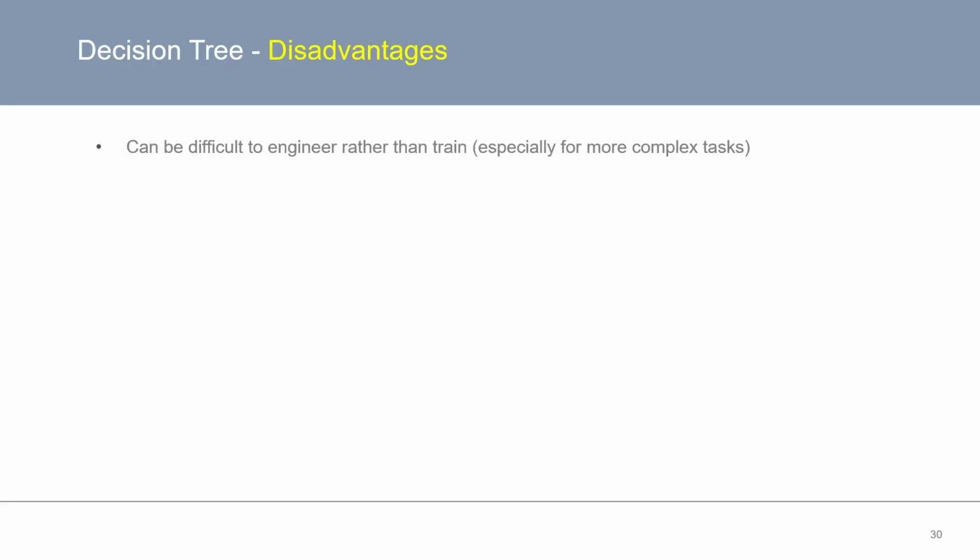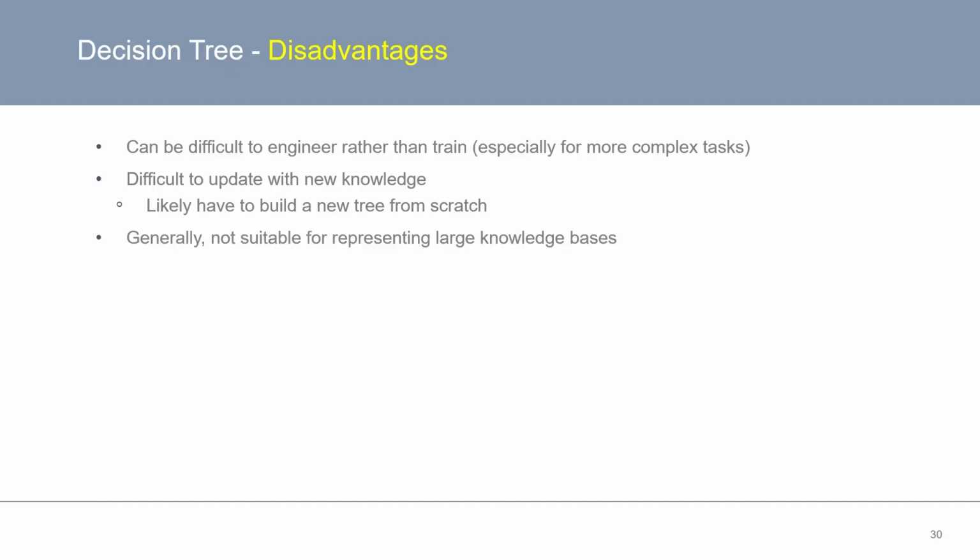Disadvantages of decision trees can include the fact that they can be difficult to engineer rather than train, especially for more complex tasks. They can be difficult to update with new knowledge, and rather likely need to be rebuilt or retrained from scratch. Also, they're generally not suitable for representing large or complex knowledge bases.